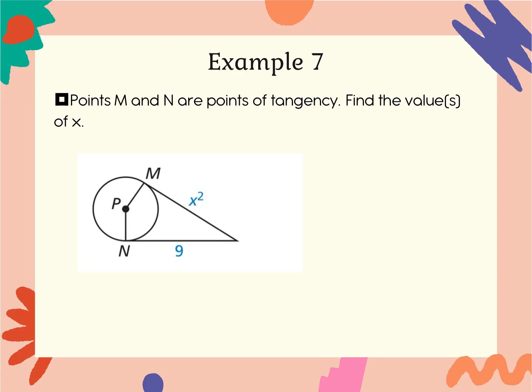Okay. All right, looking at the last slide, it says point M and N are points of tangency. Find the value of x. So they're points of tangency. What do I know about tangent lines? When they intersect at a common external point, what do I know about these two lines? They're congruent. Perfect. So setting this up, I'm going to have x squared equals 9. How do I solve for x? What do I have to do? Good. Square root it. So x is going to equal 3. That's a pretty easy one.